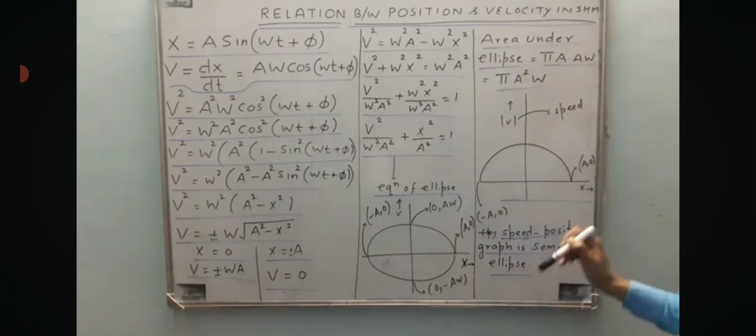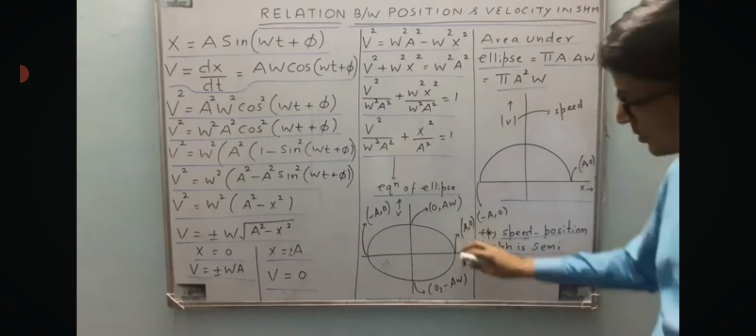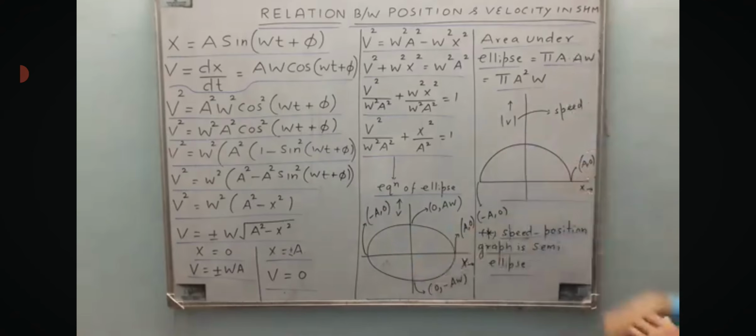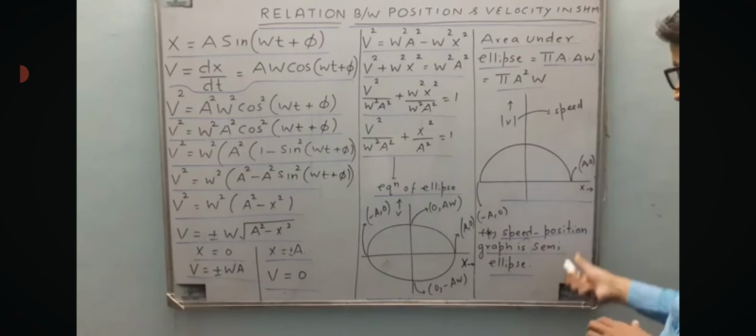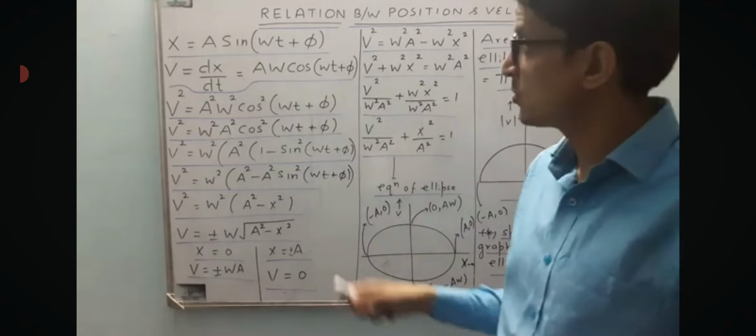If we take the speed, meaning the magnitude of velocity, you just neglect the lower part and draw the upper part. So this will be the speed graph and it is a semi-ellipse. I hope you got the results.